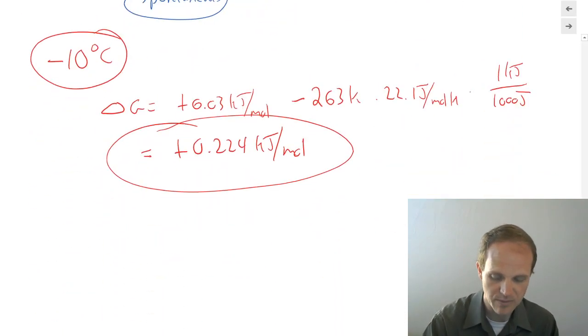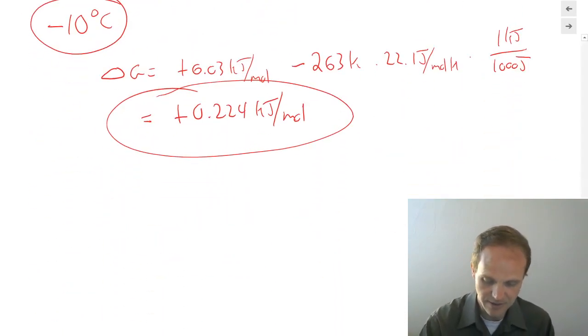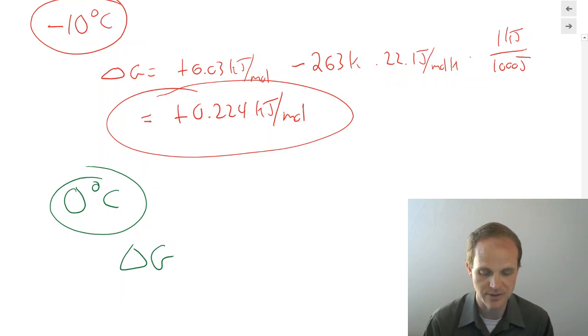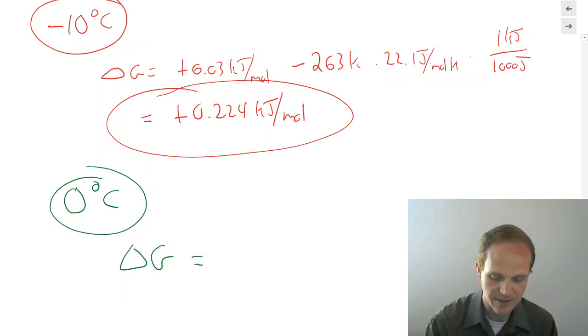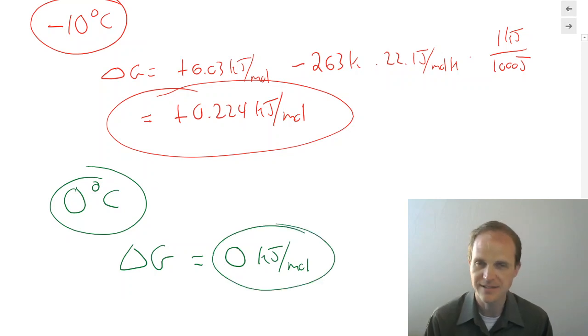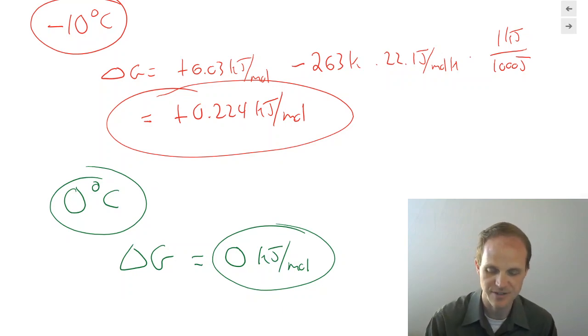And I'm going to do one more thing that's very magical here. What happens at 0 degrees Celsius? At 0 degrees Celsius, I'm not going to do the math for you, right? It's going to be 273 Kelvin. I end up with that delta G equals 0 kilojoules per mole. And that's an interesting one. What does it mean to be 0? We'll figure that out in just a moment.